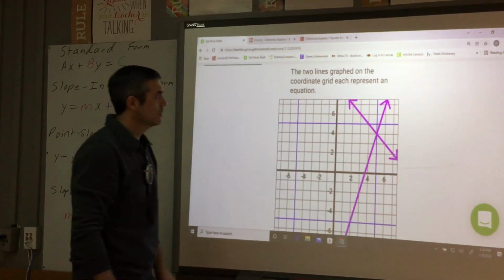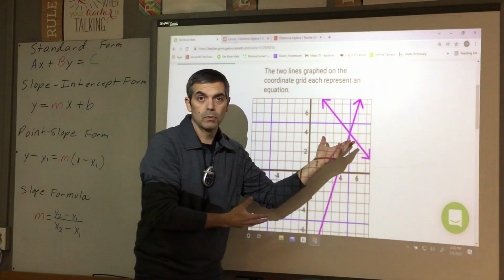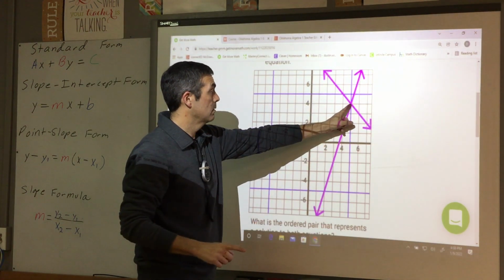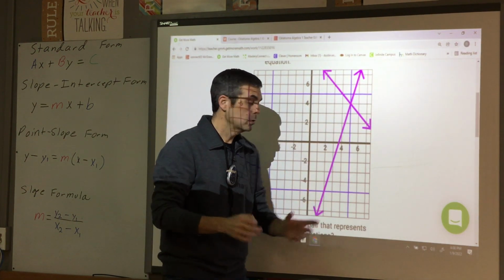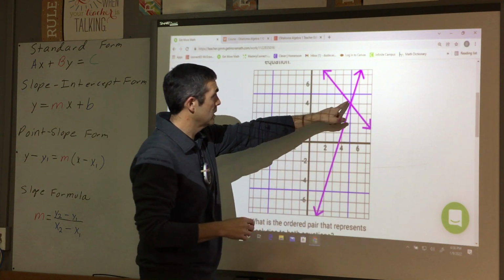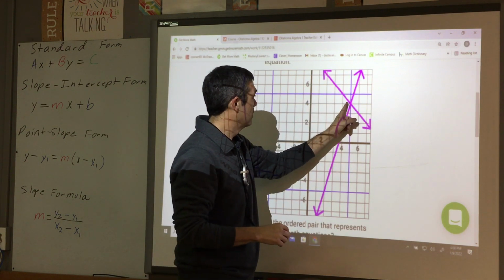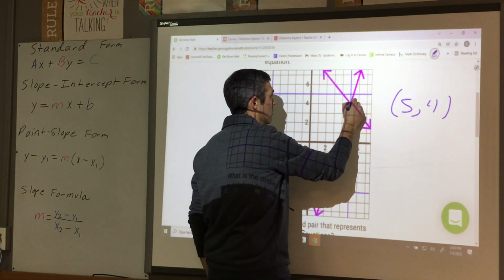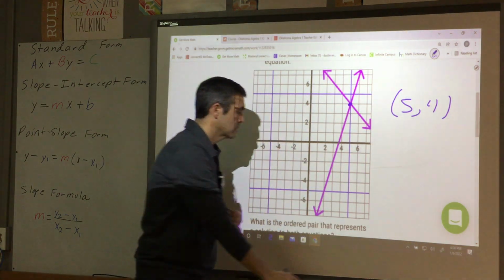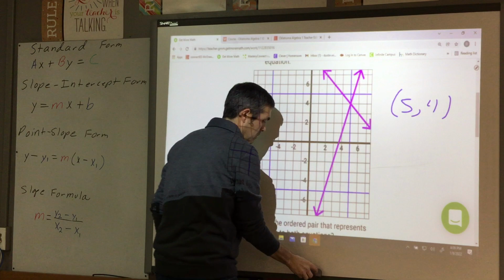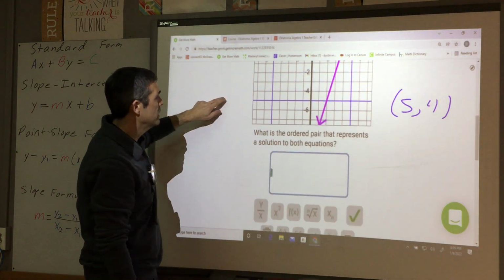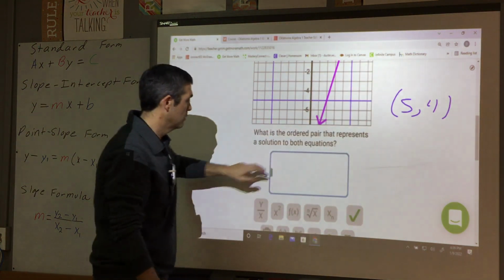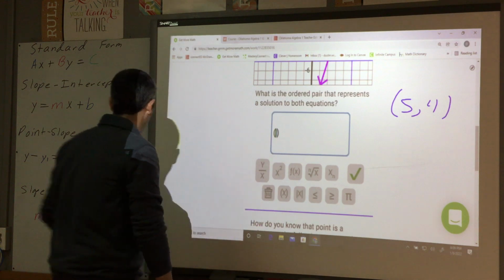Two lines graphed on the coordinate grid, each represent an equation. So we have systems of equations. Okay? We have a solution set right there, where they are both true. The solution to our systems of equations is right here at 5, 4. It's that point right there where they both cross. What is the ordered pair that represents a solution to both equations? That's what we just found. So, in here, 5, 4.